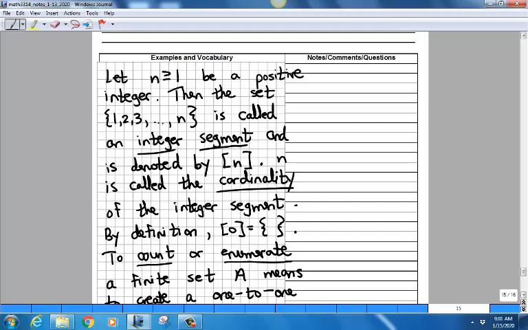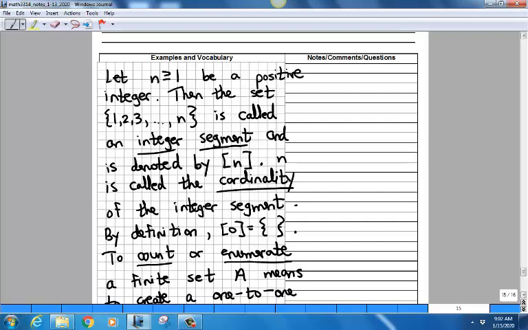So such a set 1, 2, 3, up to a given positive integer, we're going to call an integer segment, a segment of the integers. And we're going to denote that set by n with brackets around it. So in this class, when I put an n with the square brackets around it, this has to be a positive integer, well, a non-negative integer, actually. This has to be a non-negative integer when I put the brackets around it. That means a set of integers.